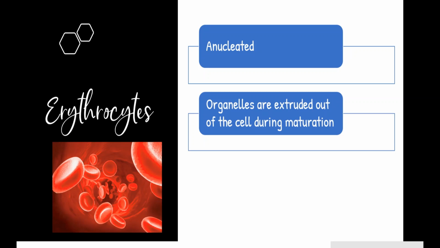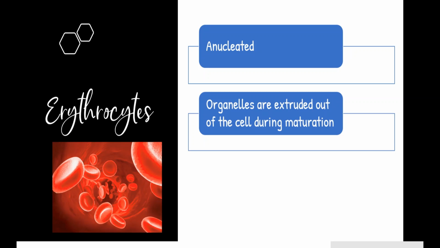Now, the nucleus and the organelles are extruded out of the cell because this allows the RBC to carry an abundant amount of hemoglobin because, as I have mentioned, the very function of the RBC is to transport oxygen. And for oxygen delivery to be efficient, there has to be an abundant amount of hemoglobin in the cytoplasm of the RBC.